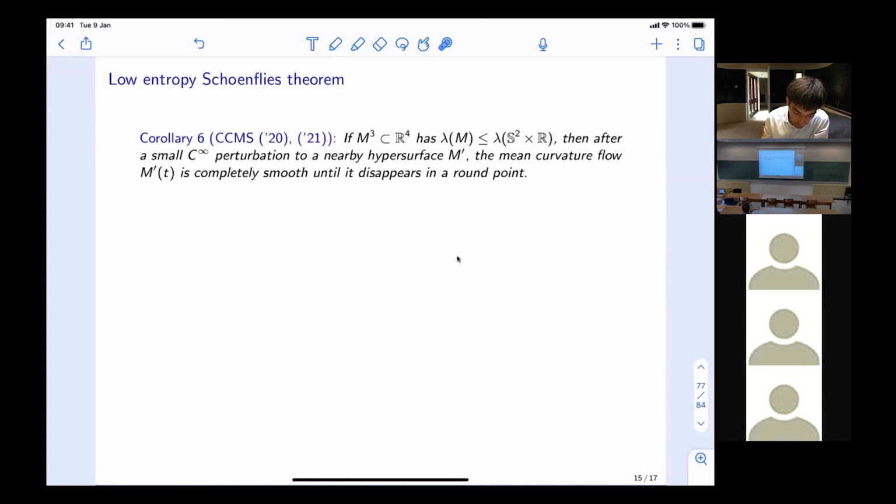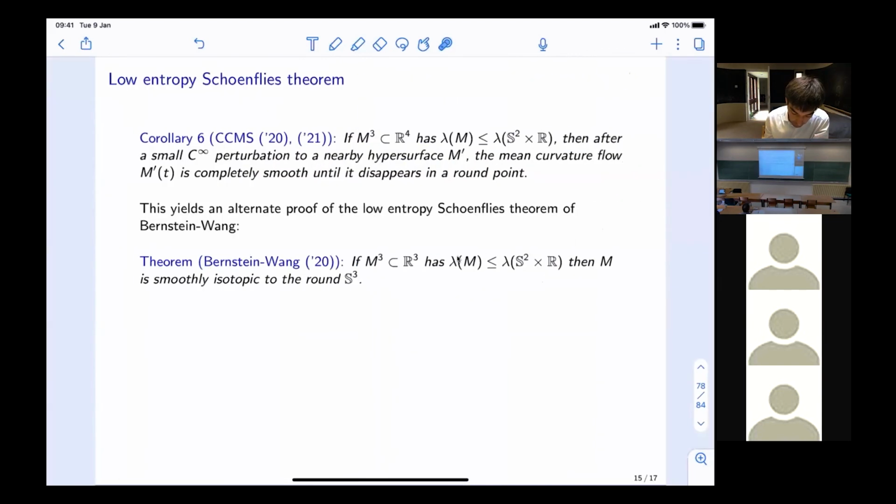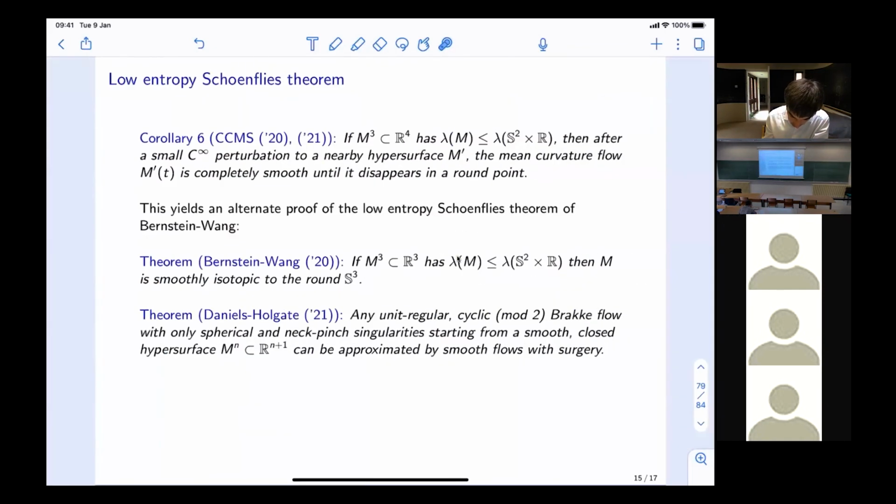But we can prove that we can do a small perturbation so that the flow remains completely smooth until it contracts to a point. And this gives an alternative proof of this result of Bernstein and Wang, that you get this low entropy Schoenflies theorem. So you can really perturb here. And so if your initial hypersurface has entropy less than S2 cross R, then you're smoothly isotopic to the round S3. We published this at the same time as they published their result.